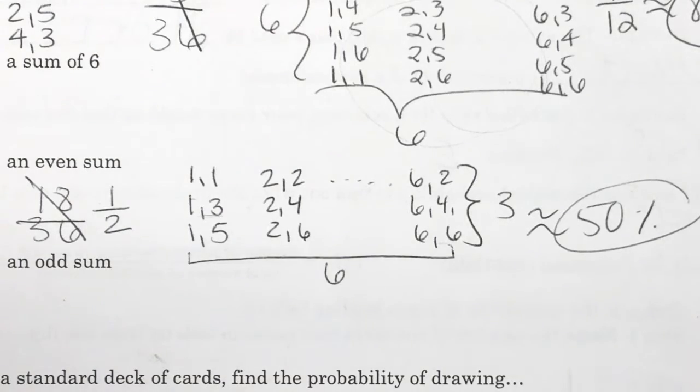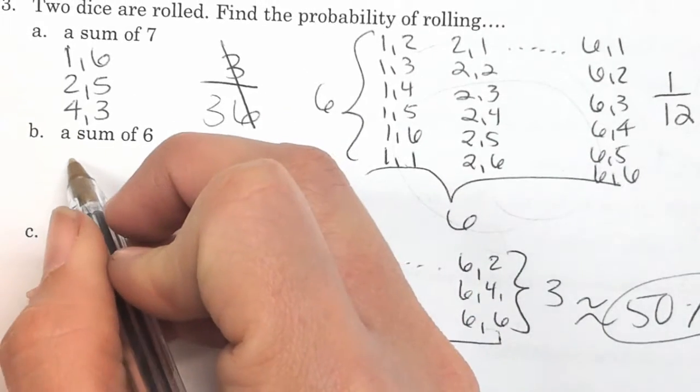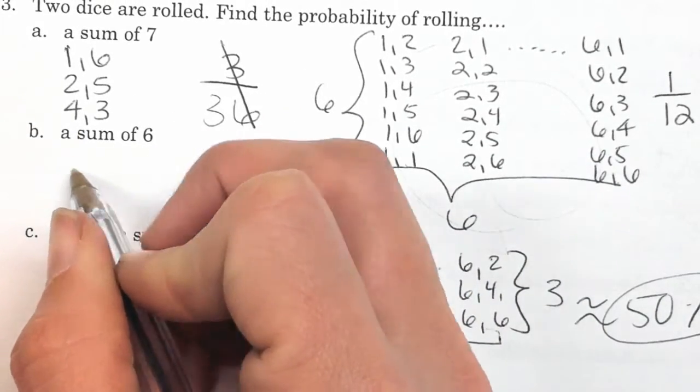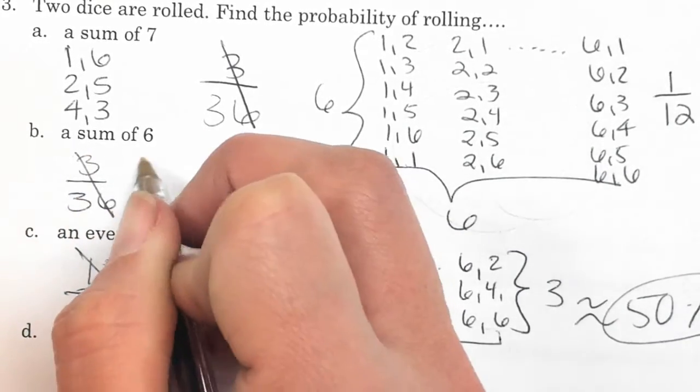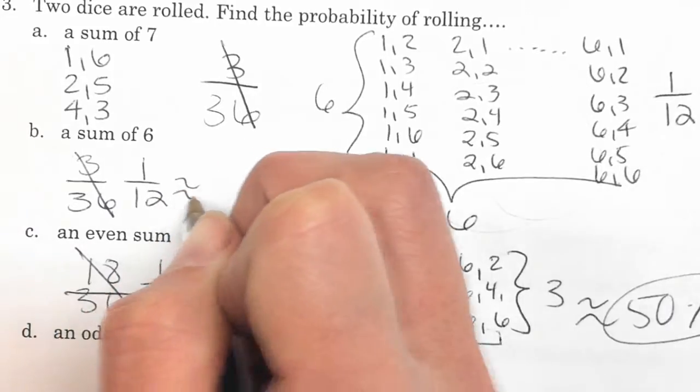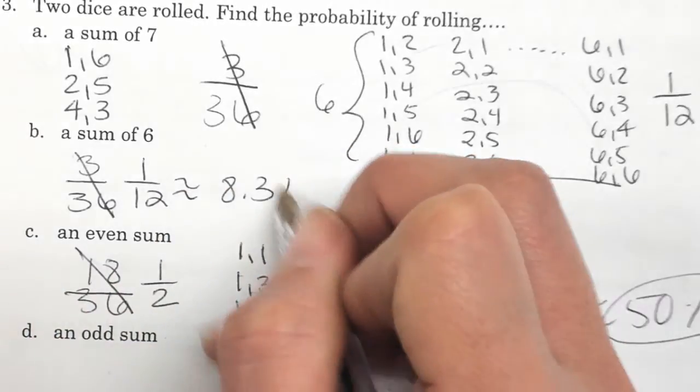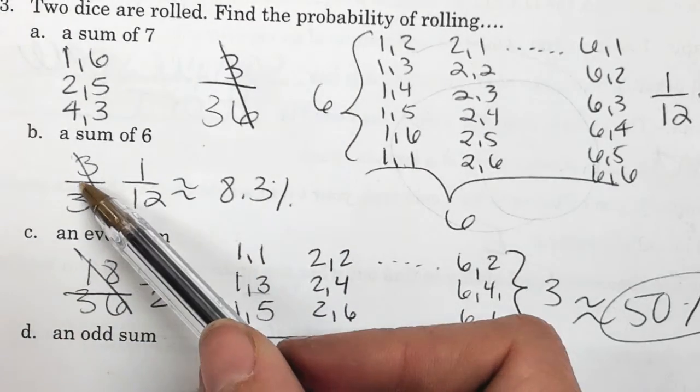Alright, somebody help me with part B. Melanie, what'd you get? I got 8.3. Good, give me the fraction. 3 over 36. Good, which simplifies to 1/12. And what was the percentage? 8.3. Perfect. Everybody know where this 3 came from?